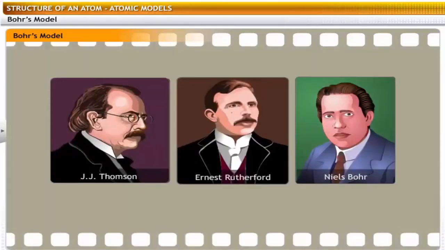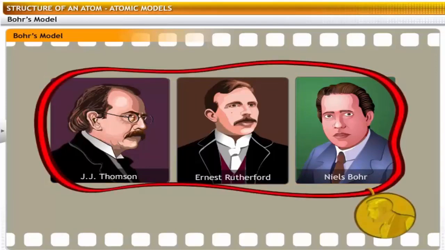Despite the limitations of their atomic models, the work of Thompson, Rutherford, and Bohr is considered path-breaking. All three scientists received Nobel Prizes for their theories. Therefore, these three atomic models are the foundation for our present-day understanding of the structure of an atom.